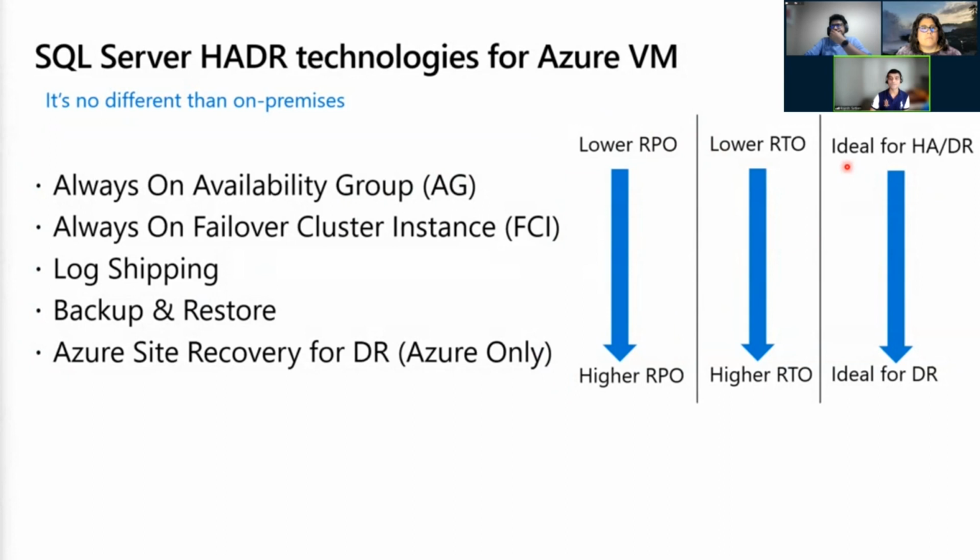And in terms of technologies which are ideal for HADR, as you can see, AG is pretty much ideal for HADR, which is the reason why we had AG in the first place. FCI is a great fit for HA needs. And then as you go down the list, you can see here, it tends more towards the DR side of things, right?